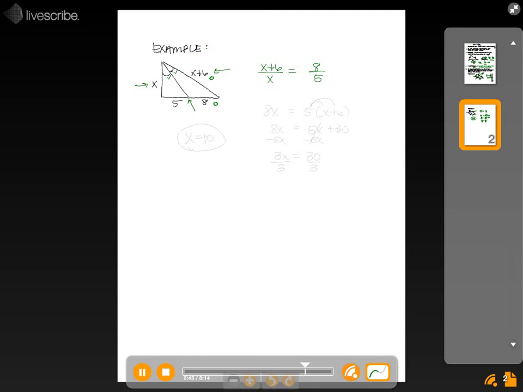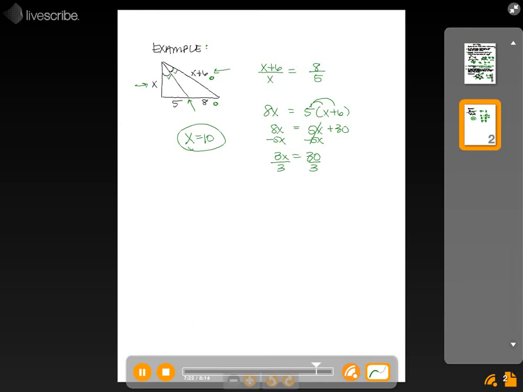Okay, let's finish this. Let's cross multiply. 8 times x is 8x, and 5 times x plus 6 needs to be written like this because we're going to distribute. 5 times x is 5x, and 5 times 6 is 30. That's got to equal 8x. Subtract 5x from both sides. 8x minus 5x is 3x equals, those canceled and we're left with 30. Divide by 3. So x is 10, because 30 divided by 3 is 10.